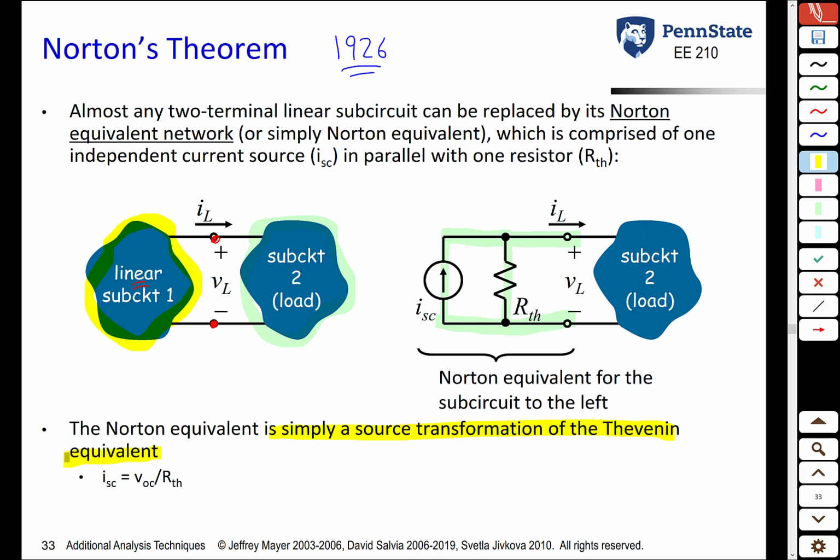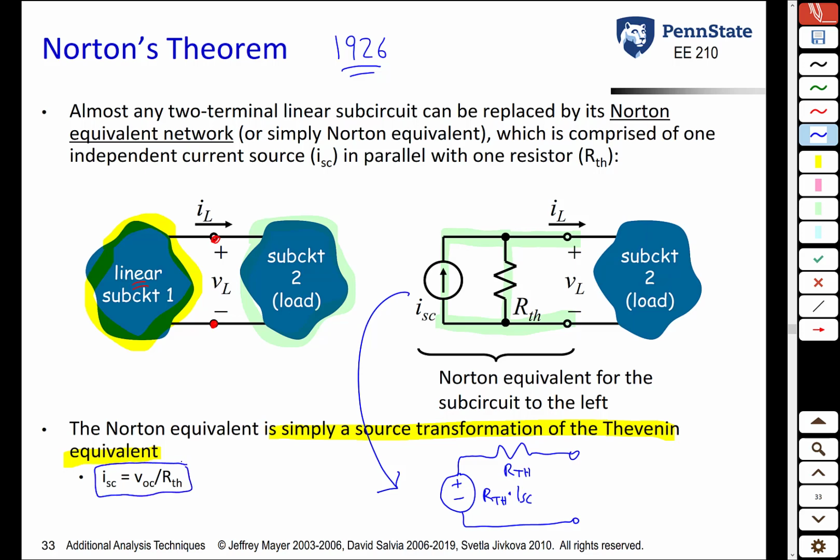Because from the current source and a parallel resistance, you can multiply the current source by the resistance to get a voltage source, and put the resistor in series, and you get a Thevenin equivalent model. The resistance is the same, and the voltage source here is now R Thevenin times ISC. So the relationship between the Thevenin equivalent model and the Norton equivalent model is nothing more than a source transformation where the relationship between ISC and VOC is that ISC is VOC over R Thevenin. And by the way, we saw this equation earlier in the VOC-ISC method for finding R Thevenin.